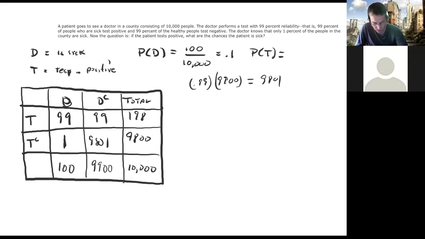So now we also know what the probability of T is. The probability of T is given by 198 divided by 10,000, because the number of T's is 198.